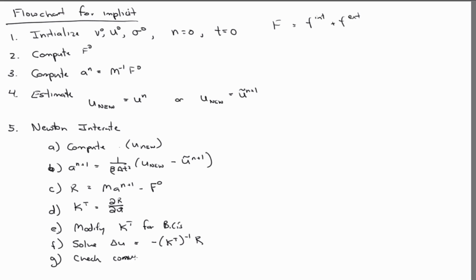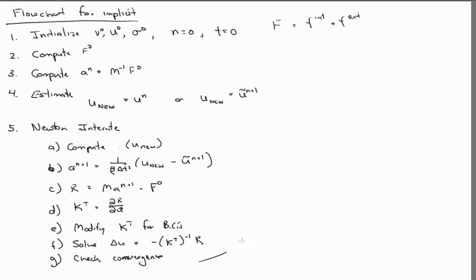And so the convergence criteria could be anything. It could be the change in displacements from the old to the new. It could be the magnitude of the residual. Ultimately you're trying to drive the residual to zero. So you could have the norm of the residual, or you could check both and have criteria on both of them. And you could have other criteria too.